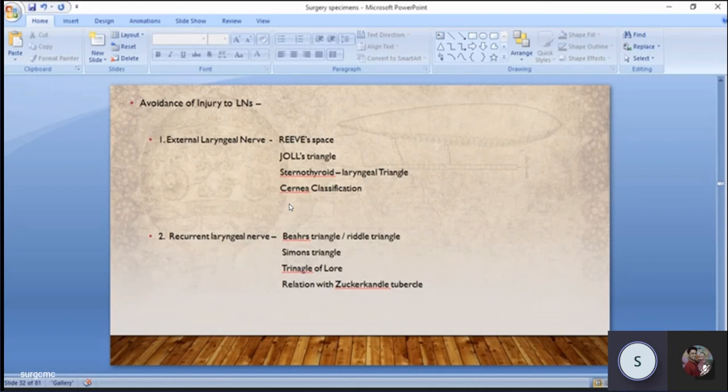There are certain triangles, spaces or anatomical landmarks to avoid injury to the external laryngeal nerve, known as Reeves space, Joll's triangle, the sternothyroid laryngeal triangle, and the Cernea classification. I will discuss them later. And for the recurrent laryngeal nerve, there is Beahrs' triangle, which is also known as Riddle's triangle, Simon's triangle, the triangle of Rowley, and the relation with the Zuckerkandl tubercle. You should at least know the terms. No one will ask what Beahrs' triangle is, and if someone asks, it is for bonus marks. At least you should know the names, the terms.